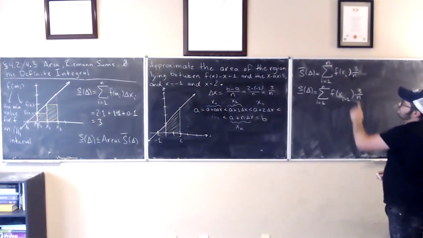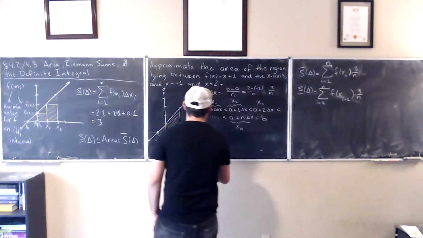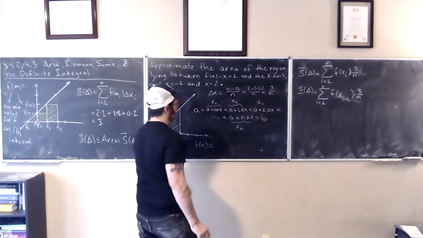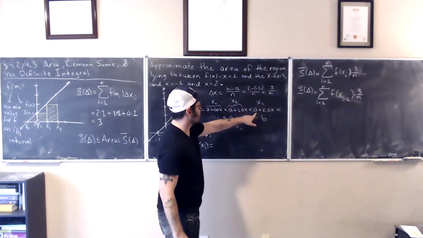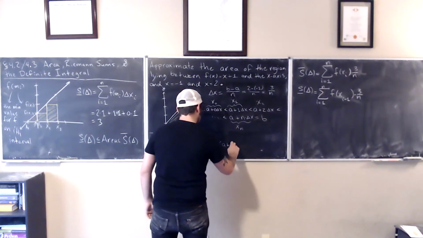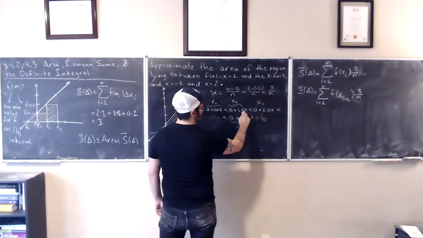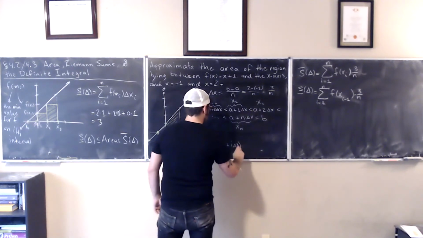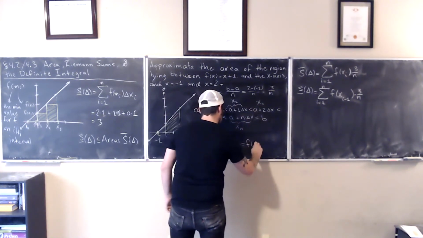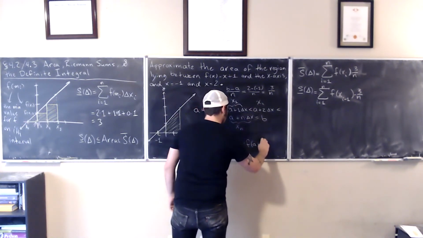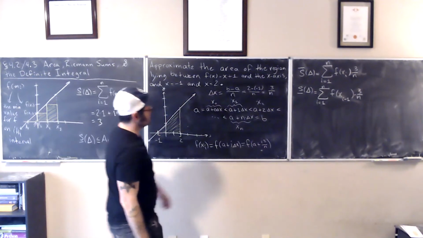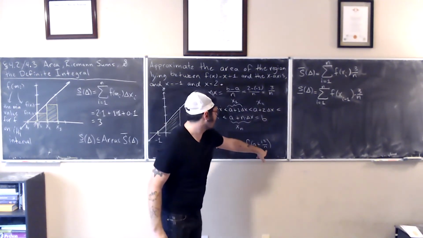Okay, so what can we say about f of xi? Well, what is xi? xi is equal to a plus i times the change in x. And the change in x is just 3 over n. It's like i times 3 over n. But we just have to plug that into f.